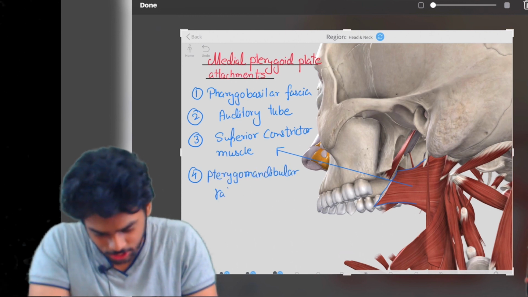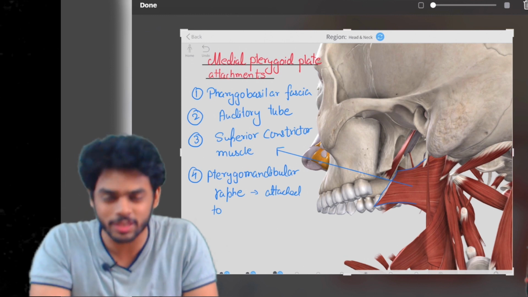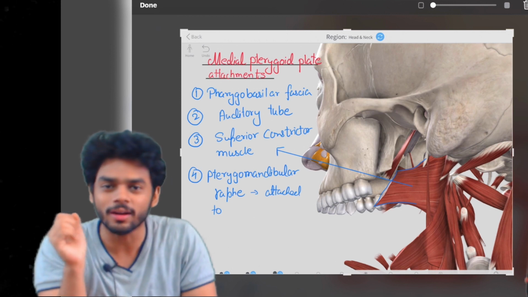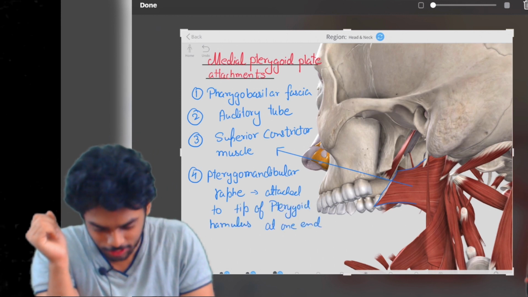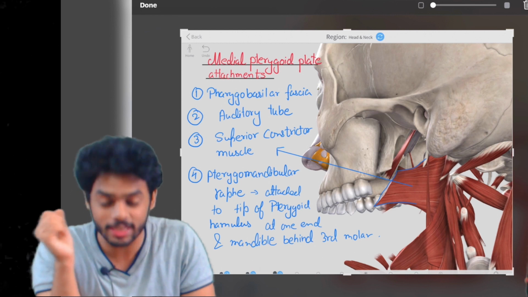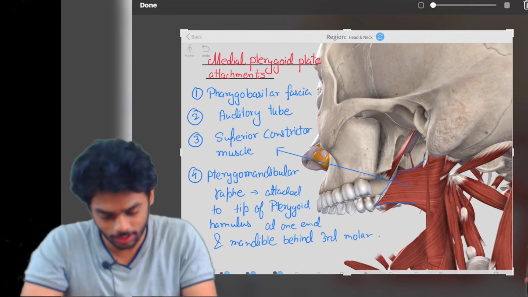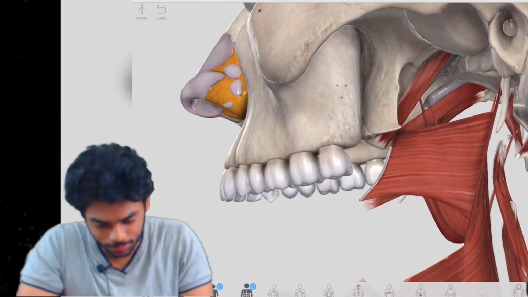And the fourth structure is the pterygomandibular raphe. It is attached to the hamulus, a hook-like structure present at the tip or the inferior part of the medial pterygoid plate. It is attached to the tip of the pterygoid hamulus at one end, and the other end is attached to the mandible behind the third molar. Okay, clear? Let me show you the attachment.